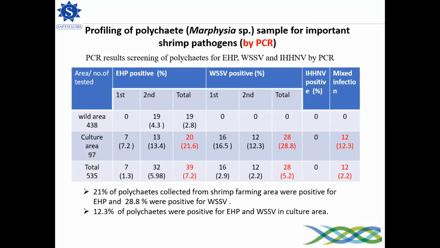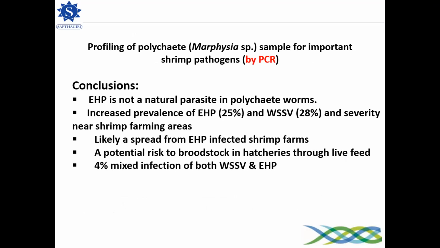When the polychaete is taken as live feed in a hatchery, the cycle continues from hatchery to farm, and again from farm to hatchery. So in our study, the conclusion is that EHP is not a natural parasite of polychaete worms. The increased prevalence of EHP at 25% and WSSV at 28% is seen only in shrimp farming areas. EHP is likely to spread from the shrimp farming sector, a potential risk to broodstock in hatcheries through live feeds. 4% had mixed infection, both WSSV and EHP.